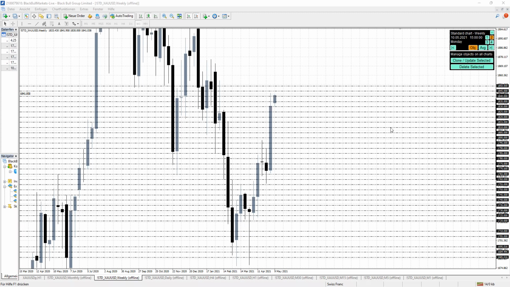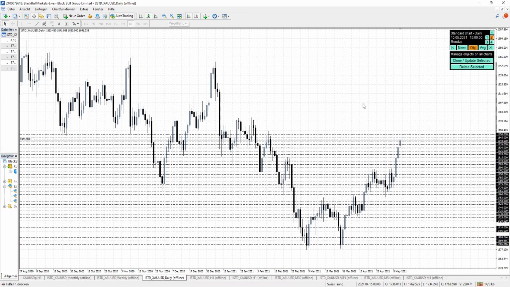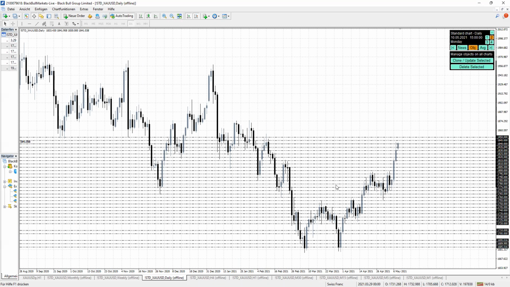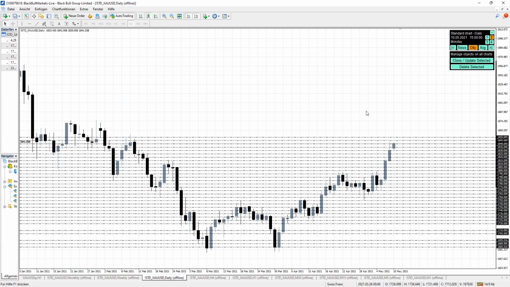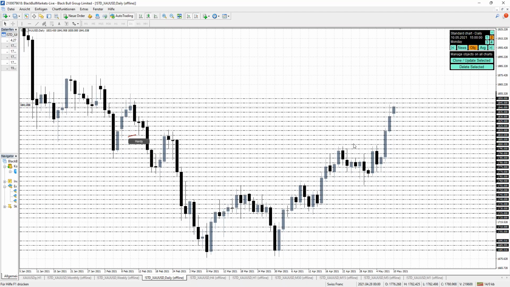Okay, let's go to the daily. Any opinions, guys? So on the daily, we are on resistance level. This is the current daily now, okay? And the previous one was Friday with NFP.